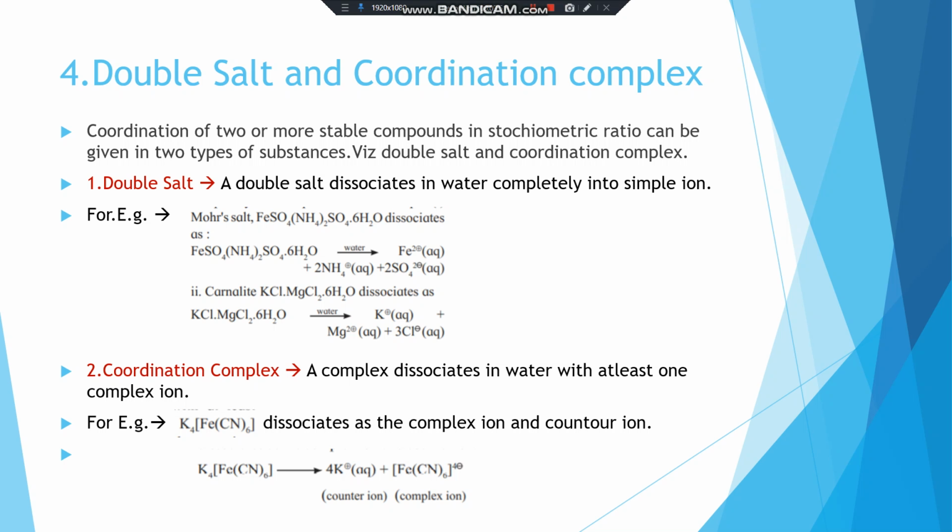Then next, coordination complexes. A coordination complex dissociates in water with at least one complex ion. For example, K4[Fe(CN)6] dissociates into a complex ion and counter ions. K4[Fe(CN)6] gives after dissociation 4K+, these are the counter ions, and the complex ion is [Fe(CN)6]4-. This is a coordination complex.